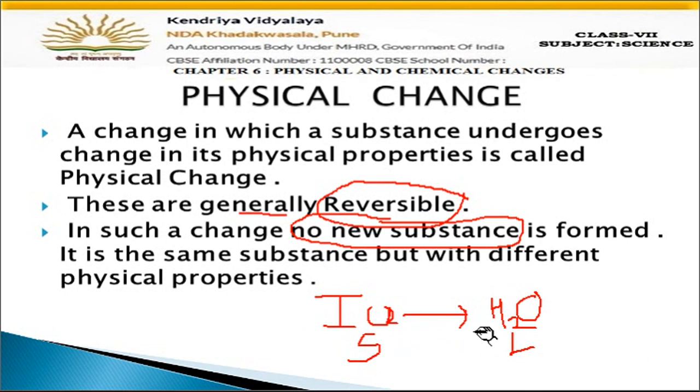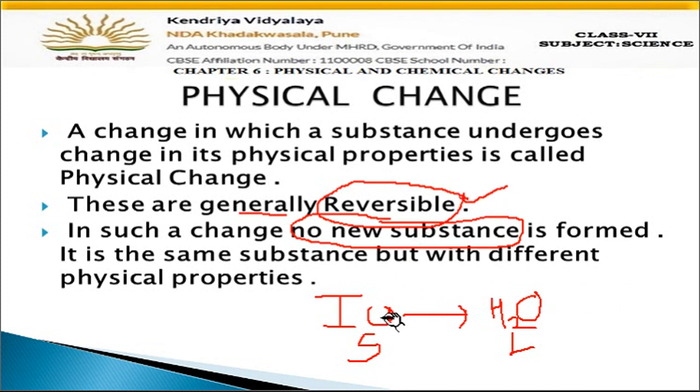So what is the change seen here? State is changing, okay, from solid to liquid. But water remains water. In the form of ice, it is water only, and in liquid form, it is water only. So there is no new substance formed. It is the same. Okay, and the change is reversible also.